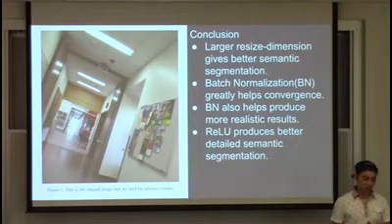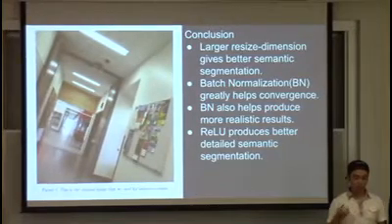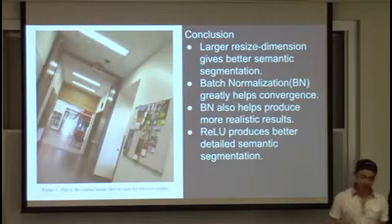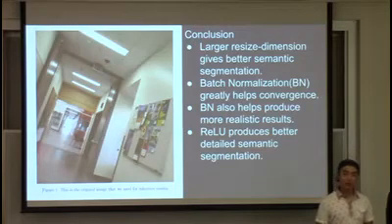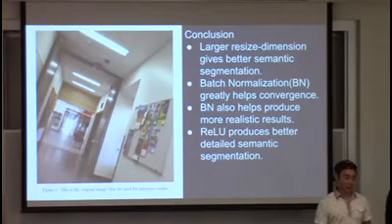So our conclusion from this research is that the larger our image is resized to, the better the result we can get. And the batch normalization technique can greatly help the convergence of the neural network. It's basically a function, but we want a more precise function, so batch normalization can give us a more precise function to use. And there's another layer called the ReLU layer. This gives you the non-linearity property when doing the segmentation, and that would help our segmentation as well.